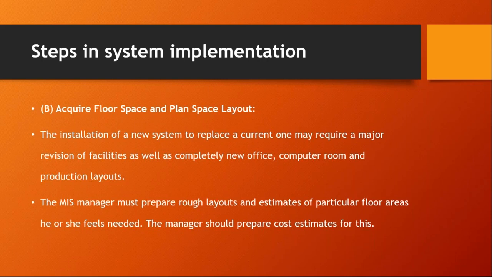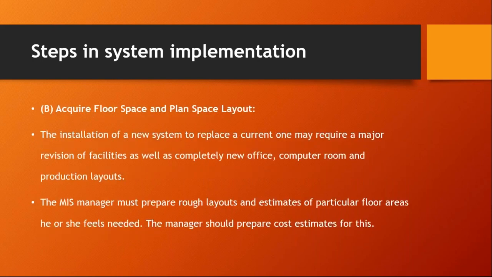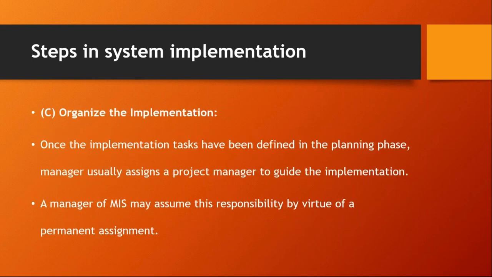Okay. So the second step in system implementation is that you must acquire a space where this system can be installed. Then organized implementation. Organization has to do with how information flows. Let's take a bank, for example. Banks and telecommunication industries are places where MIS is used effectively. So you have a computer room, just like I told you, which is item B, acquire floor space or space layout. There's a computer room where all the information is managed from and sent out.